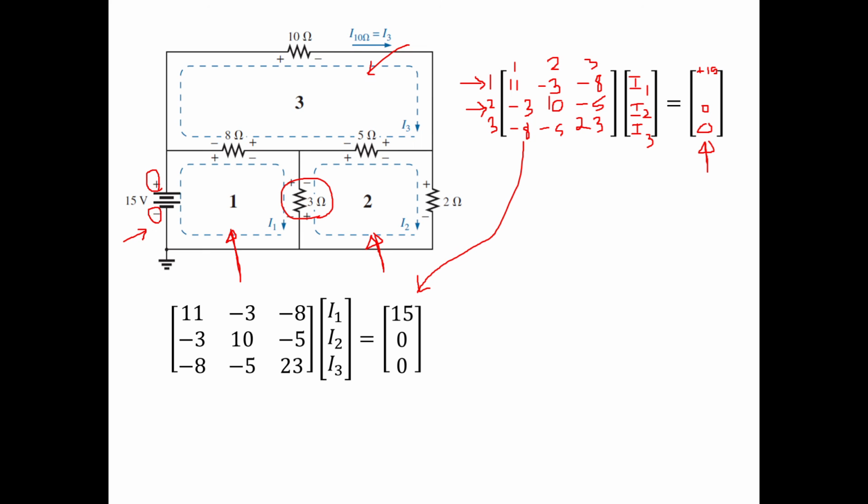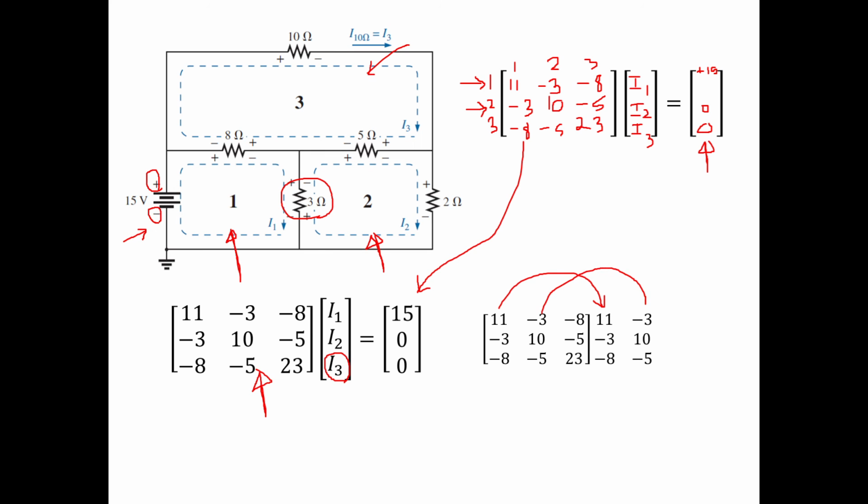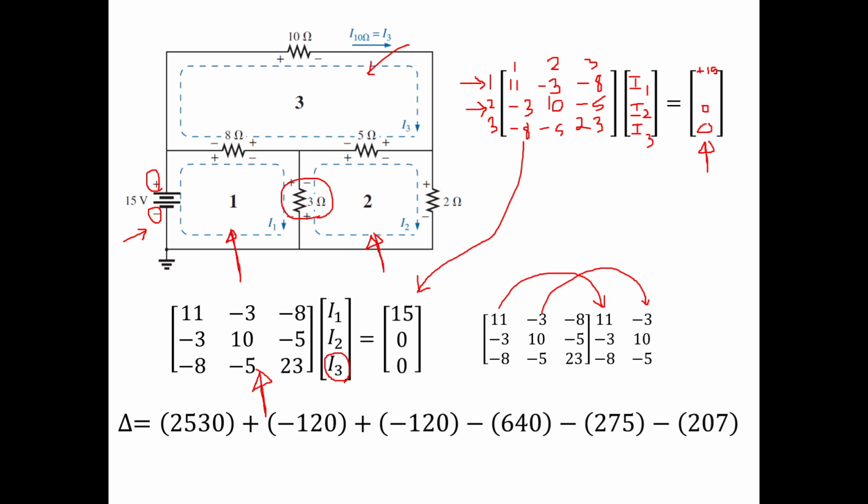Now we have to solve this matrix and find what is the value of I3. The first thing is we have to calculate the determinant, delta. Take this matrix, repeat column 1 here and repeat column 2 here. Then we have to fill up these elements. How did you get 2530? You get 2530 when you multiply these three numbers. How did you get minus 120? When you multiply these three numbers, you will get minus 120. Then the next minus 120 is also obtained by multiplying these.